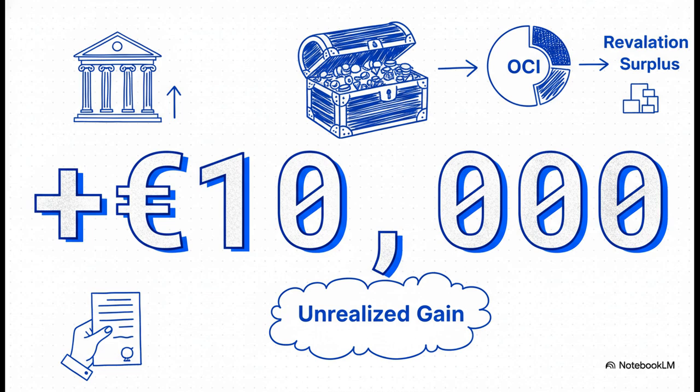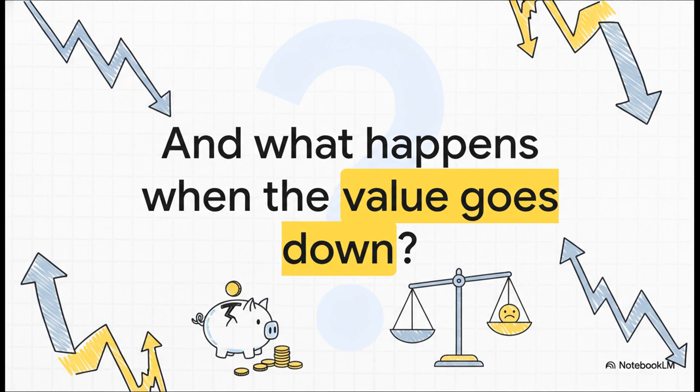It doesn't go on the main income statement, and it doesn't boost the company's profit for the year. No way. Instead, it gets recorded in the separate section called Other Comprehensive Income, or OCI, and it builds up in an equity account called the revaluation surplus. You can think of it like a special holding area for gains that haven't really been cashed in yet by selling the asset.